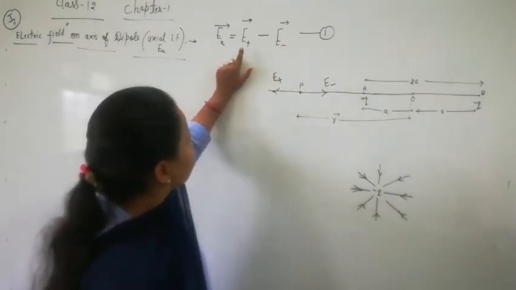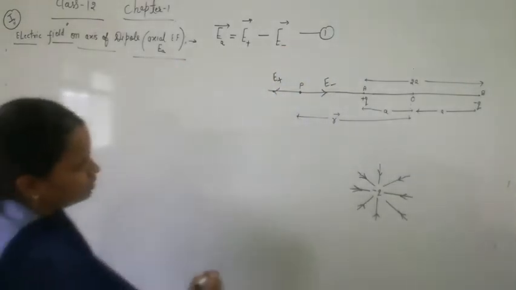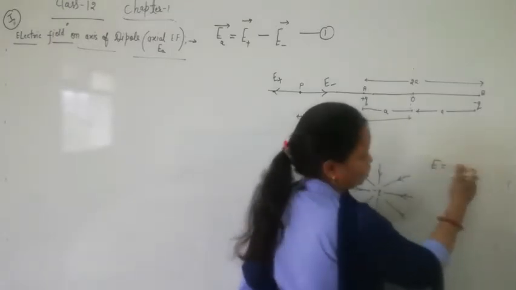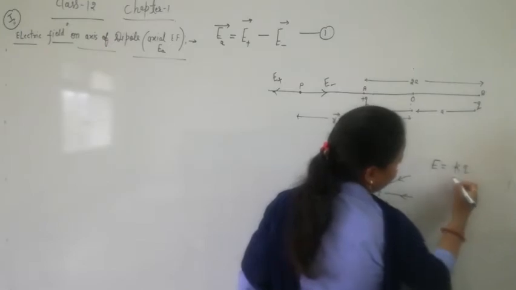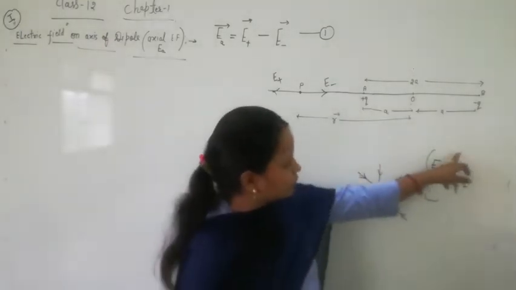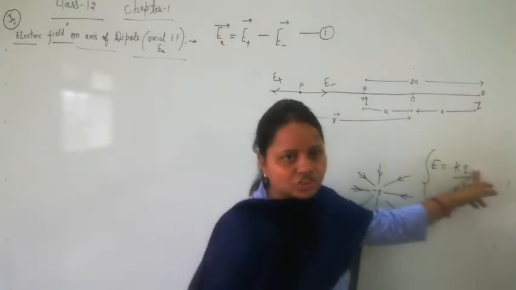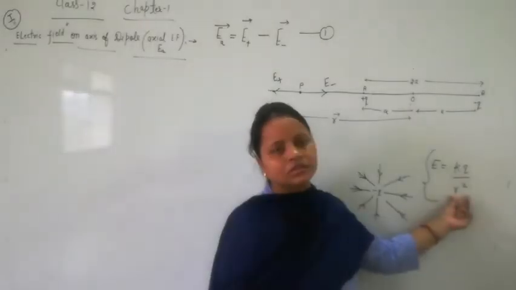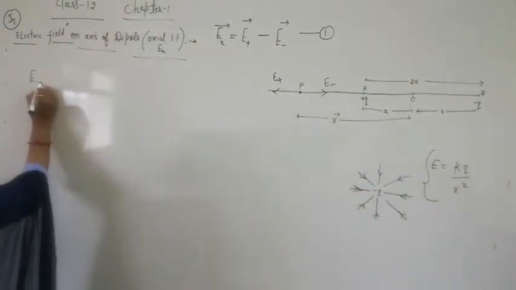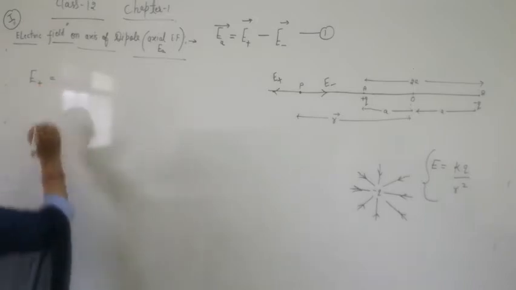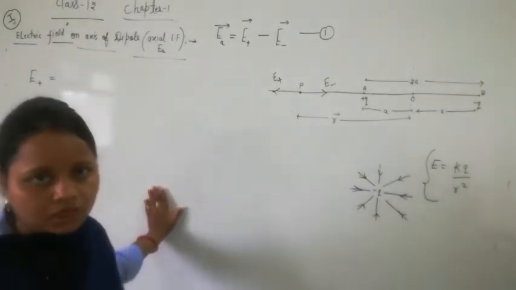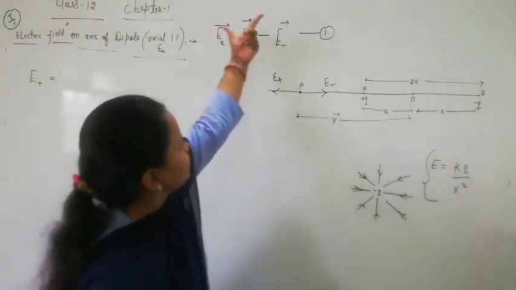So the formula of electric field due to a point charge is always KQ upon R square: K, the magnitude of charge, and the separation. So here, the electric field due to the positive charge. Students, we only write here the magnitude form, okay? And the vector form is put in equation 1.